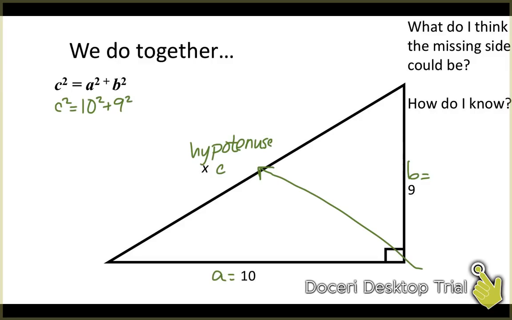Okay, now C squared is equal to 10 times 10, which gives me 100, and 9 times 9, which gives me 81. So now I have to add those two together, and I do 100 plus 81 gives me 181. And now I'm going to take the square root of both sides. If you're copying this down, pause this video now because I'm about to erase it because I have to go to the calculator. Okay?